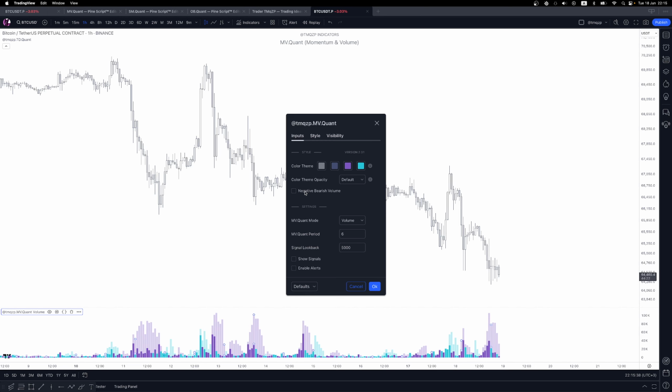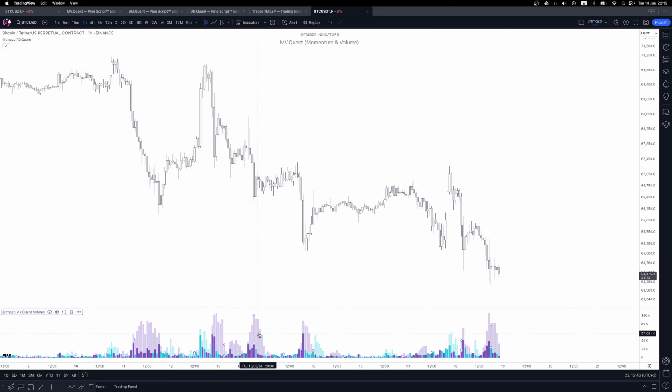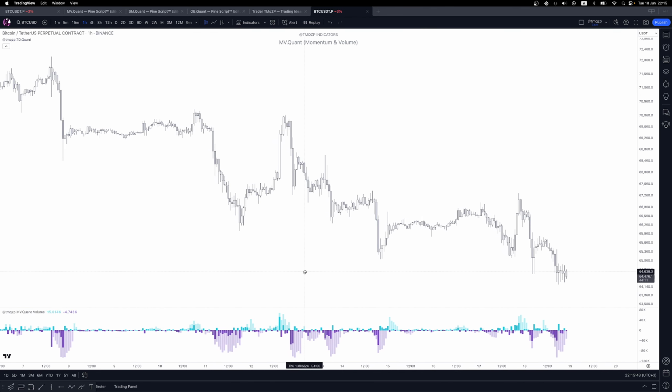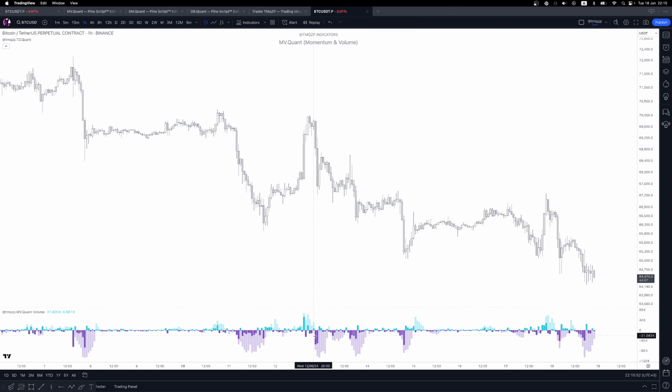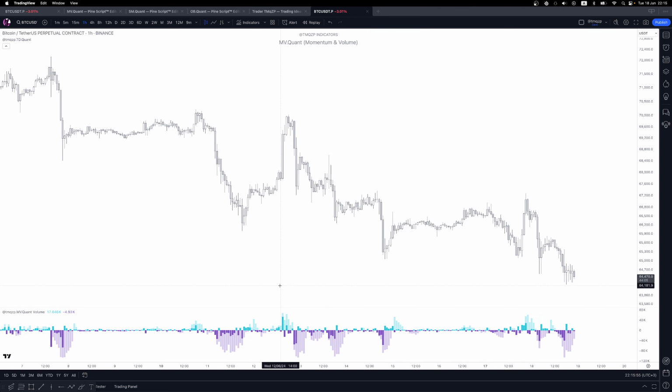And then this special option here, which is in the option of style, the only thing it does is that it allows you to create negative bearish volume. So all it does is that it flips the volume that's bearish towards the underside of the indicator. So you create a little bit of a different visual aspect if that's something that you prefer. Maybe you like it more in this style.